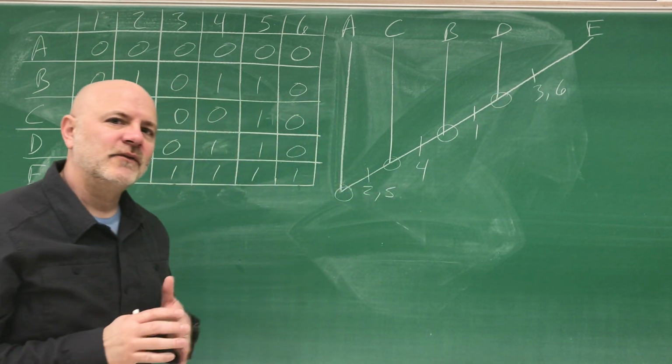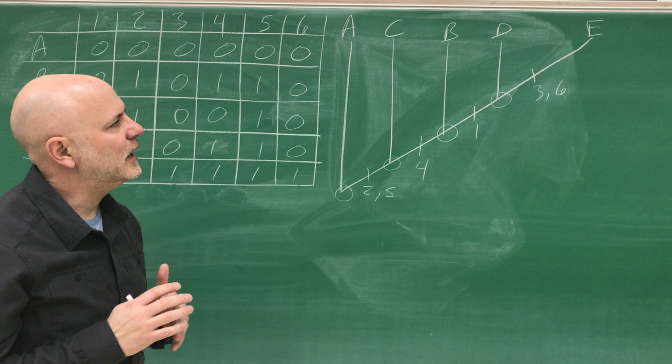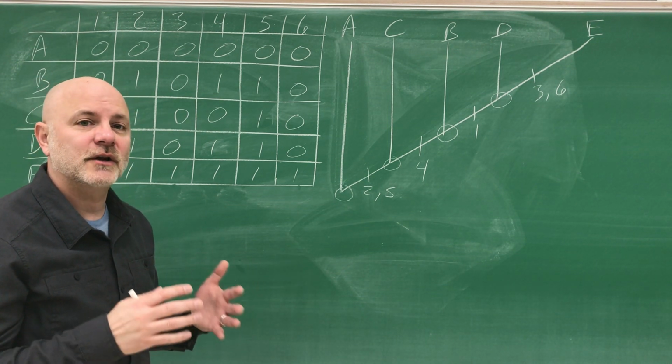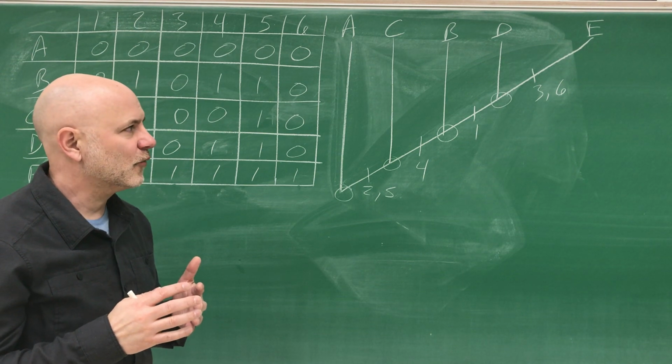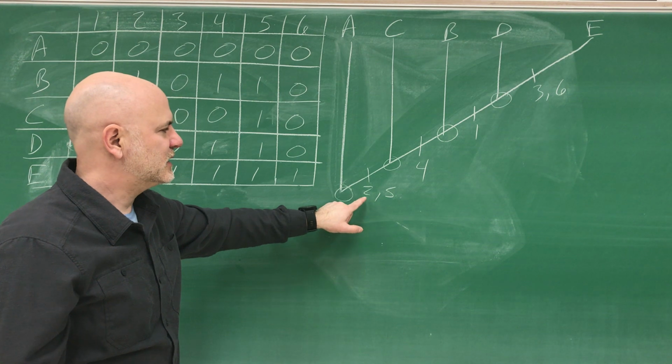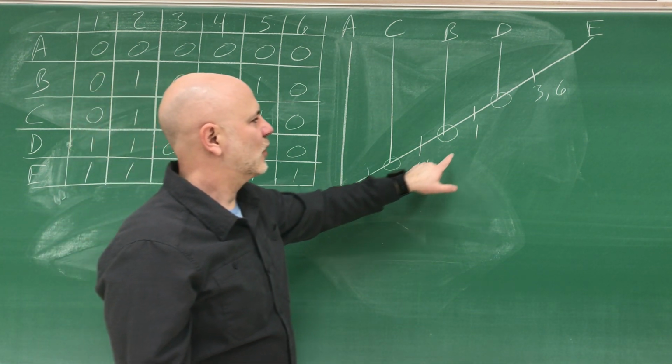Now if we want to look at the two groups that have the most similarities, or the most recent common ancestor, well, that would be D and E, because they share these characteristics of 2 and 5 and 4 and 1.